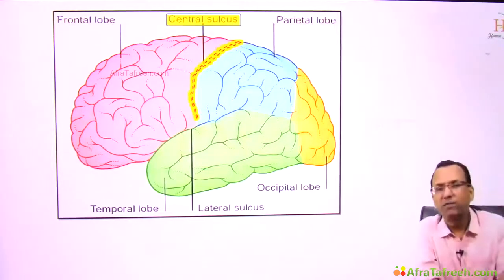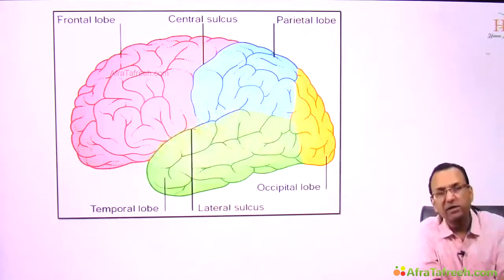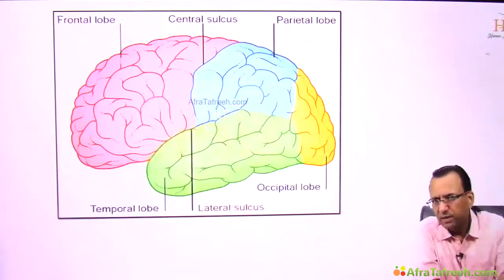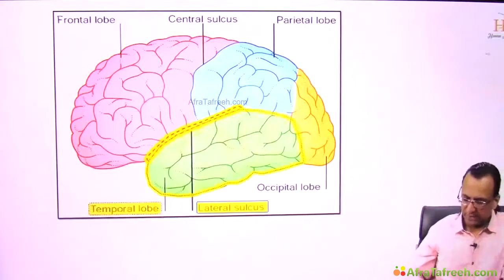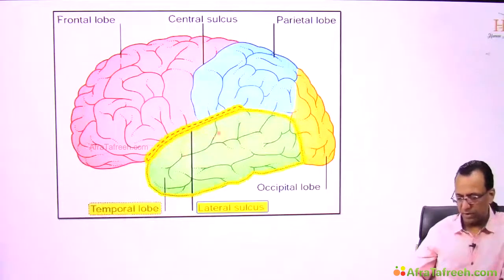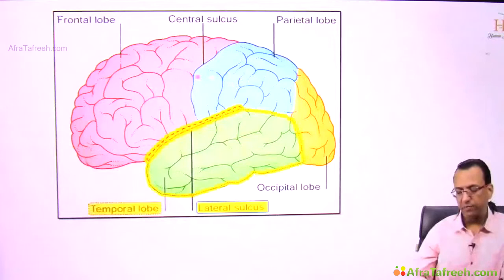Then you have got one more sulcus, which is the lateral sulcus, seen on the lateral view of cerebrum and separating the temporal lobe inferiorly. If it is separating the temporal lobe inferiorly, what is it separating the temporal lobe from? From the first 2, which are the frontal and parietal. So frontal and parietal are separated from the temporal lobe by the lateral sulcus.